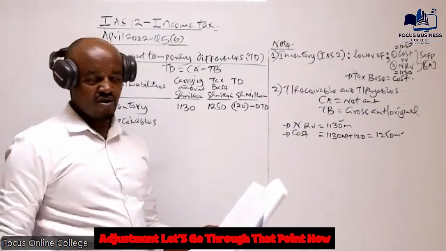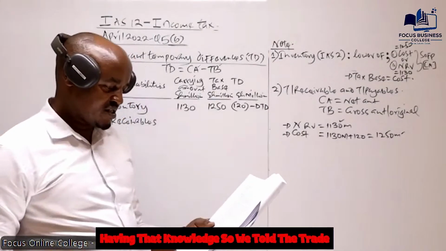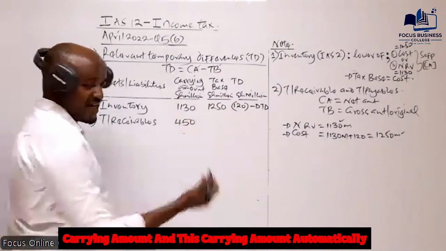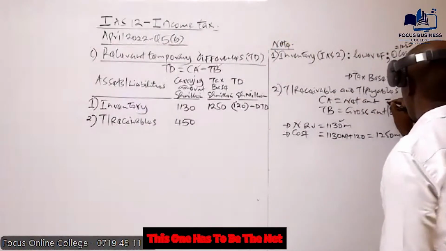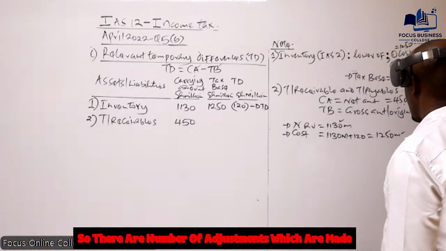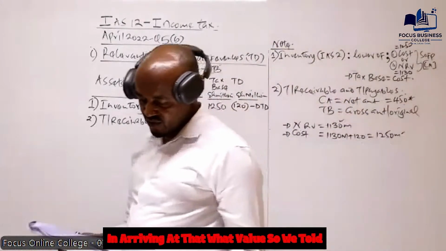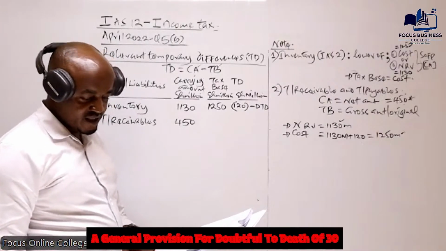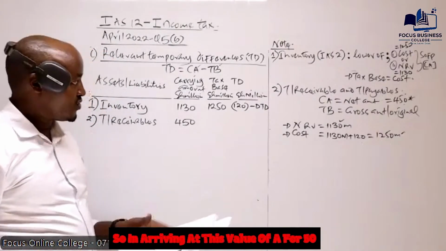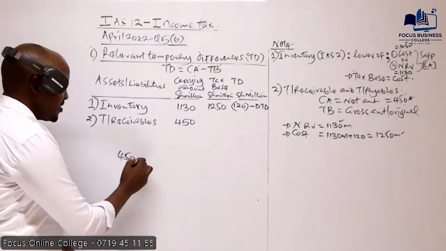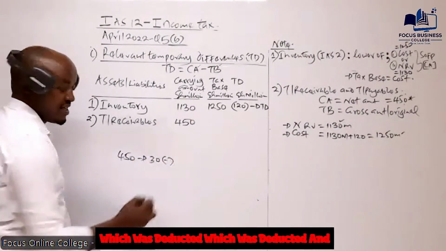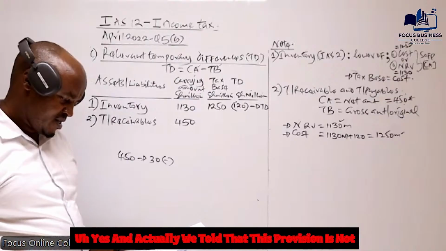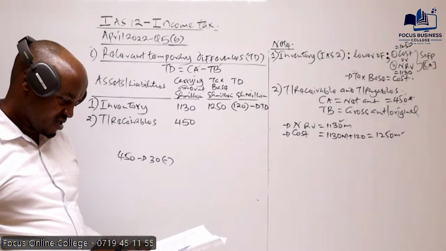Let's go through that point now, having that knowledge. So we are told the trade receivables had a carrying amount. In our case, we already have the carrying amount, and this carrying amount automatically has to be the net. So there are a number of adjustments which are made in arriving at that value. We are told it had a carrying amount of 450 after making a general provision for doubtful debts of 30. So in arriving at this value of 450, there's an amount of 30 million which was deducted, and actually we're told that this provision is not allowed for tax purpose.